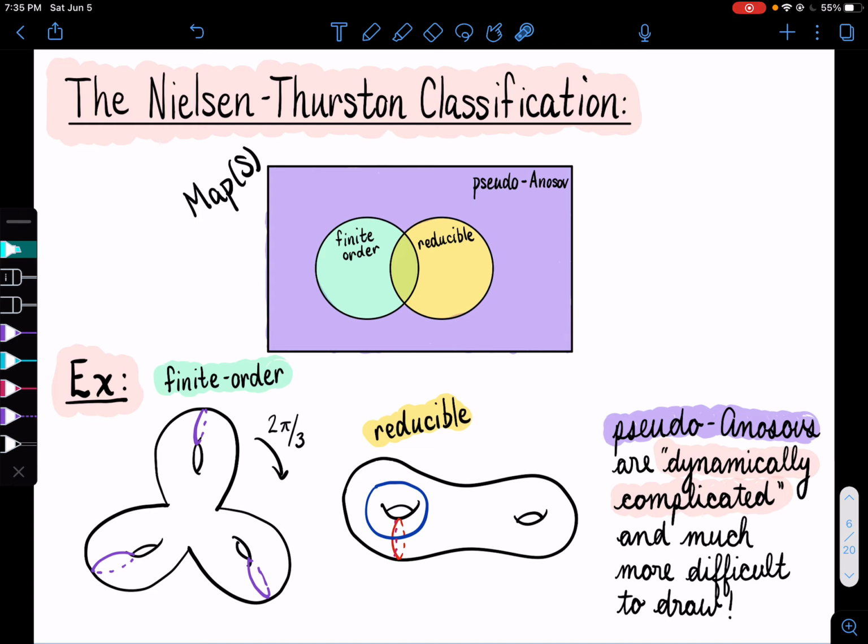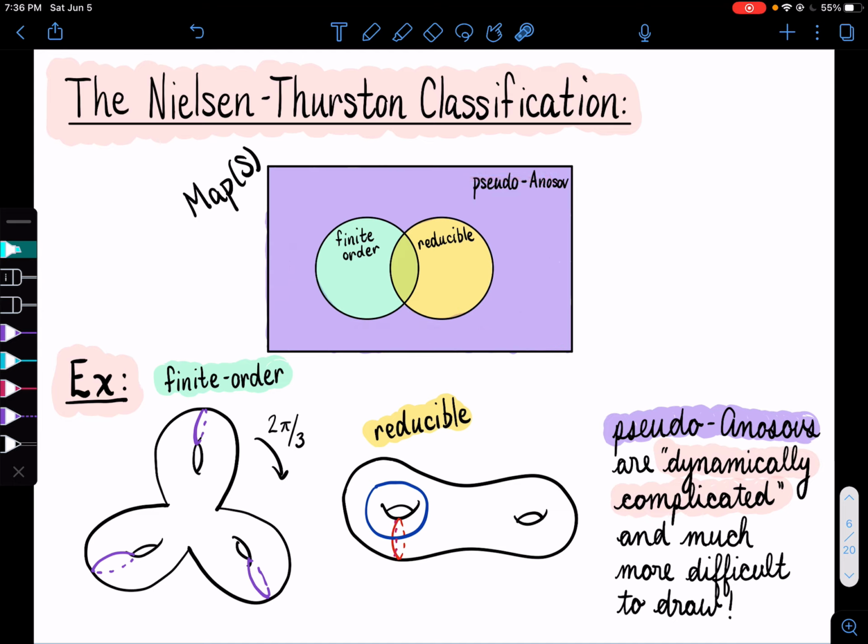Okay, we have elements which are reducible. That means that there's some collection of curves on our surface that is preserved under the action of our mapping class. That collection of curves is called a reducing set. And then in this complementary region, there are these elements called pseudo-Anosovs.